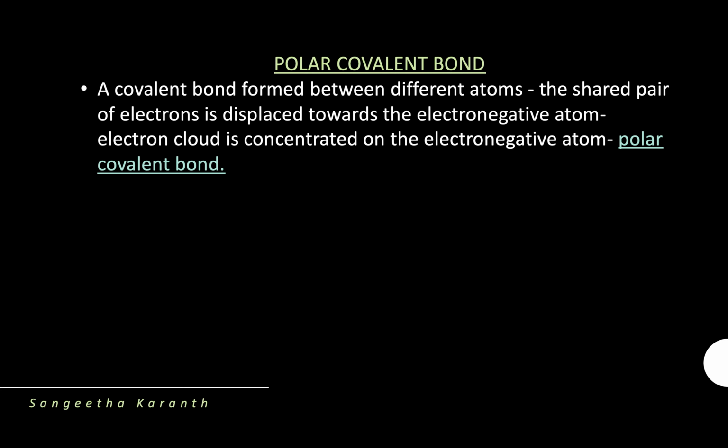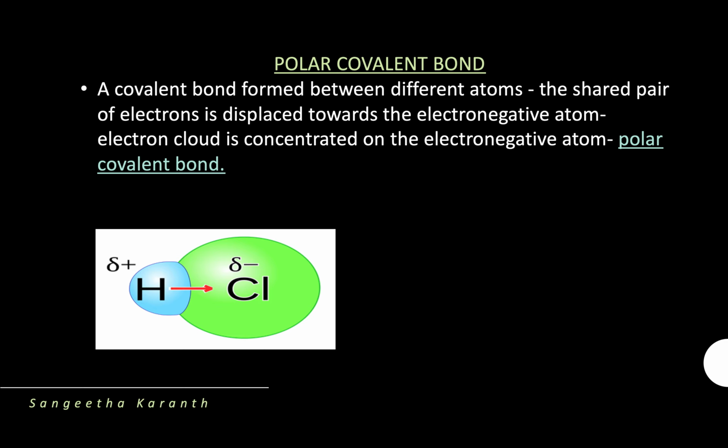So the next type of covalent bond is the polar covalent bond. This type of covalent bond occurs when two different atoms, or I can say when one atom is more electronegative, then such a type of bond comes into existence. Here let us take the example of HCl. Among hydrogen and chlorine, the chlorine atom is more electronegative. So what happens is the electron density is displaced more towards the chlorine atom, or I can say the electron cloud is more concentrated on the electronegative atom, that is chlorine.